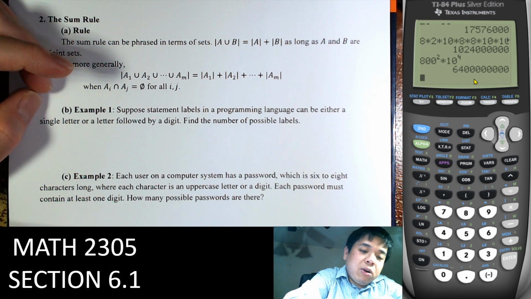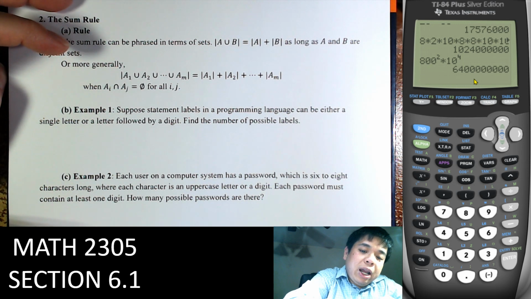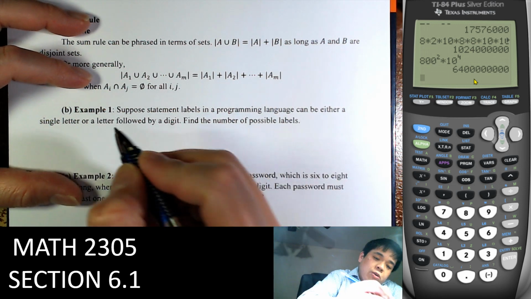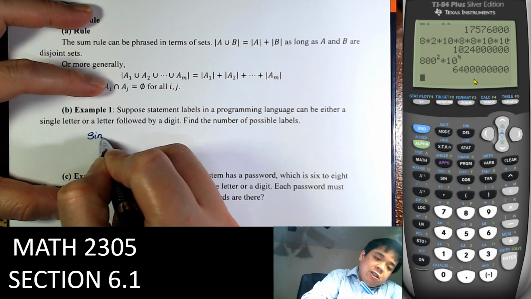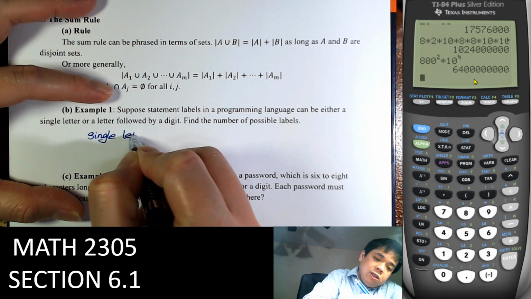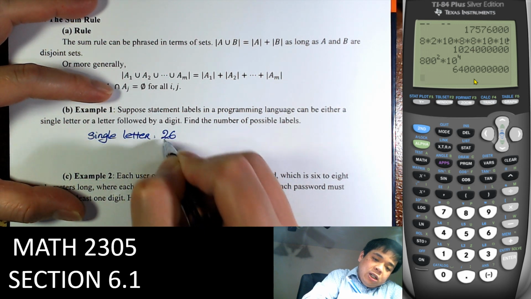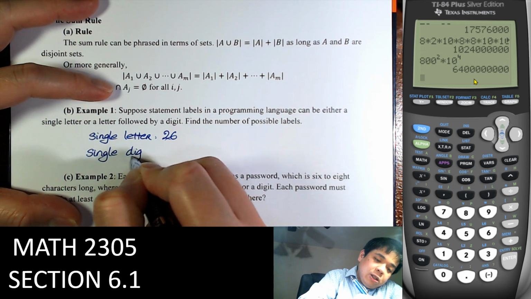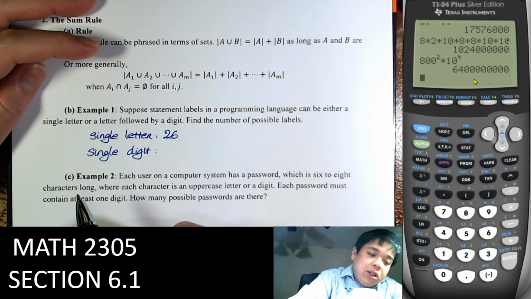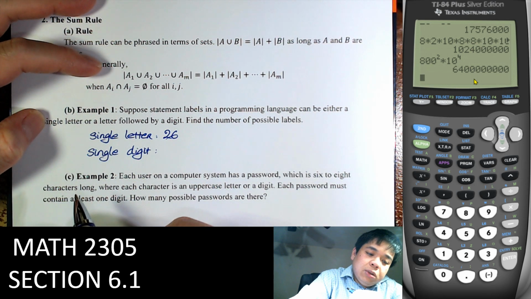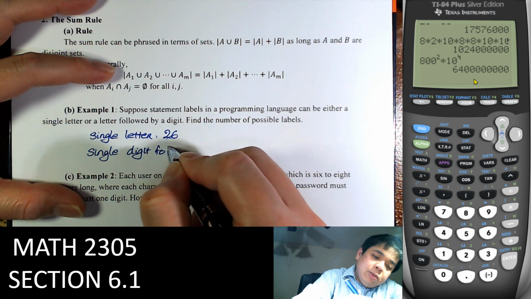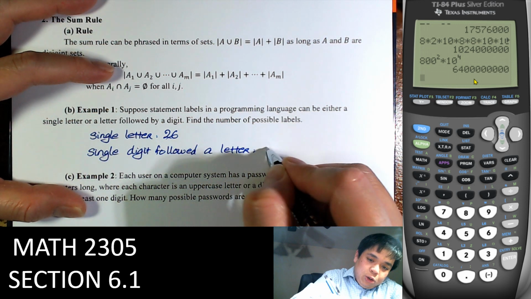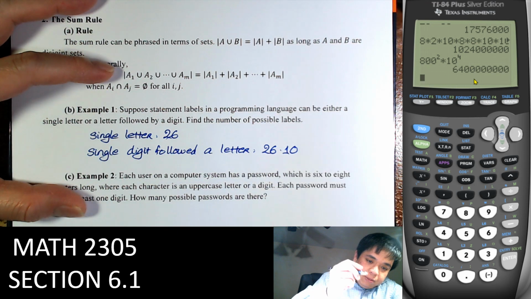Suppose that a statement label in a programming language can be either a single letter or a letter followed by a digit. So if we just have a single letter, there are 26 ways to select it. And if we have a single letter and a digit, a single digit follows a letter, so you have 26 for the letter and 10 for the digit.